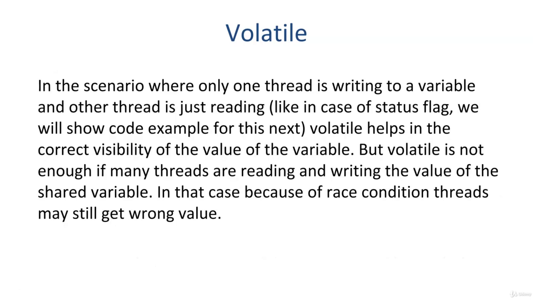So now let's look into a use case of the volatile keyword. In the scenario where one thread is writing to a variable and another thread is just reading, like in the case of a status flag, and we will show an example for this next, volatile helps in the correct visibility of the value of that variable. But volatile is not enough if many threads are reading and writing the value of the shared variable. In that case, because of race condition, a thread may still get the wrong value.